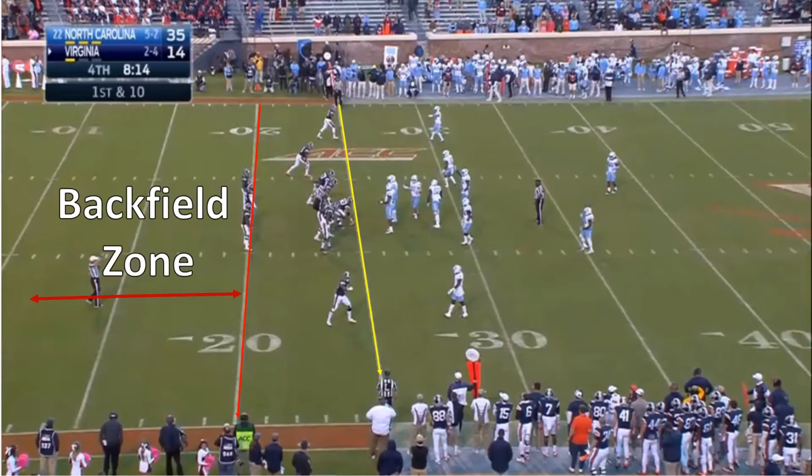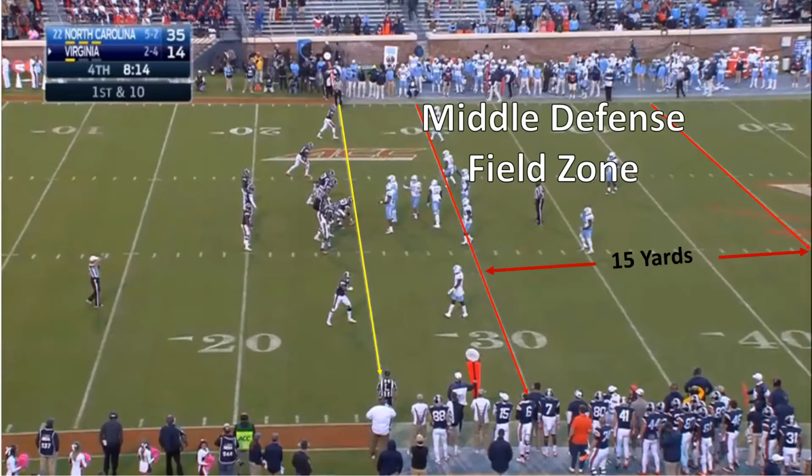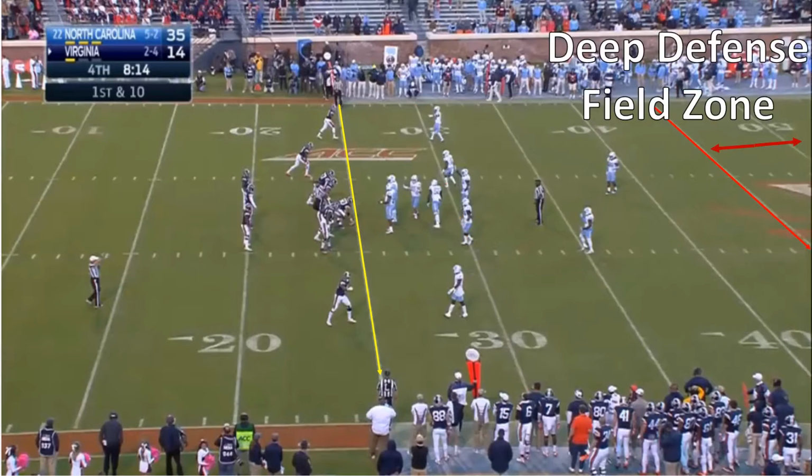The backfield is defined as starting 5 yards from the line of scrimmage and stretching to the offense's end zone. The middle defense is defined as starting 5 yards from the line of scrimmage and spanning 15 yards down the field. The deep defense is defined as starting 20 yards from the line of scrimmage and ending in the defense's end zone.